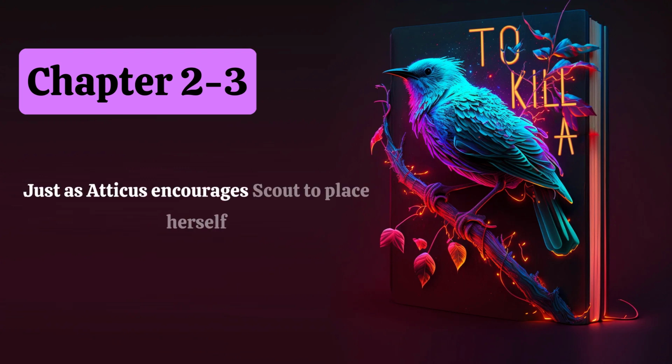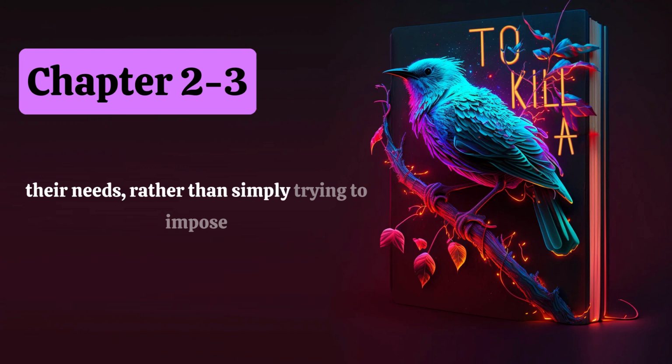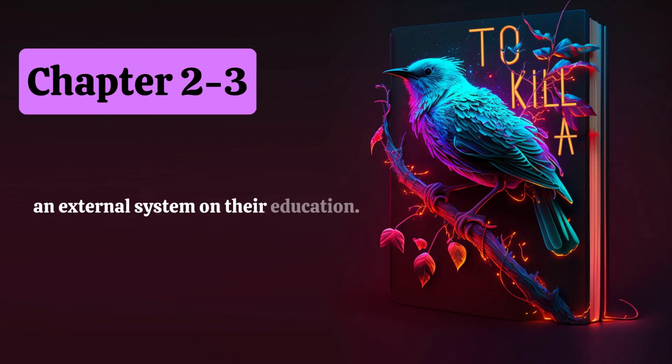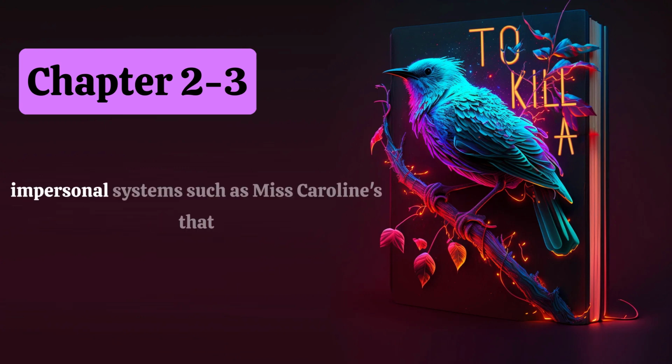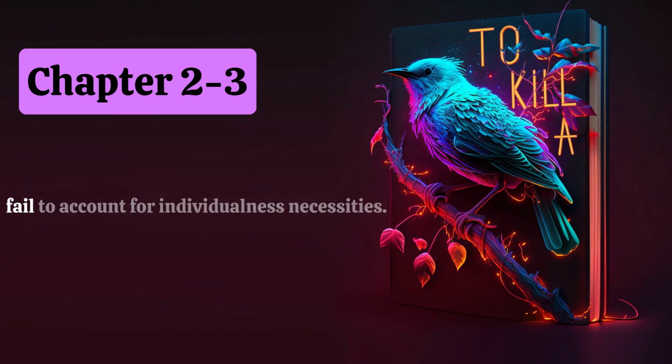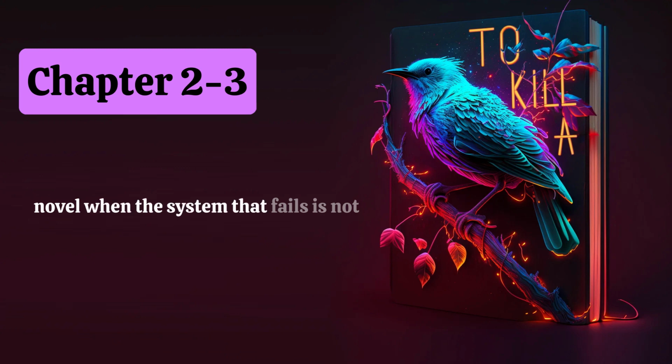Just as Atticus encourages Scout to place herself in another person's position before she judges that person, Miss Caroline would do better to try to think like her students and respond to their needs rather than simply trying to impose an external system on their education. Throughout the novel, Atticus's moral position of sympathy and understanding is contrasted with rigid, impersonal systems such as Miss Caroline's that fail to account for individual necessities. In this sense, Miss Caroline's behavior in the schoolhouse foreshadows the courtroom scenes later in the novel, when the system that fails is not an educational technique but the law.